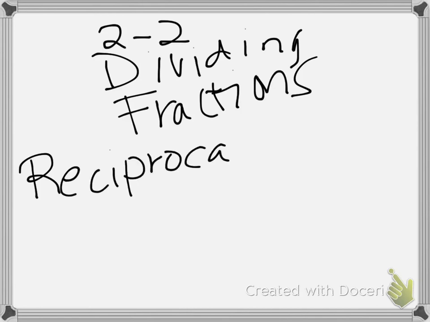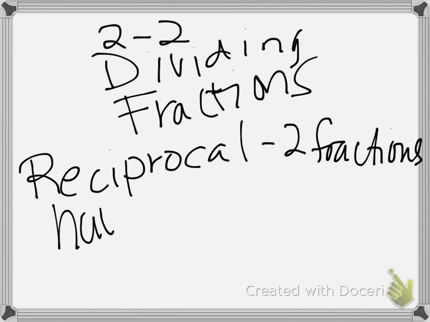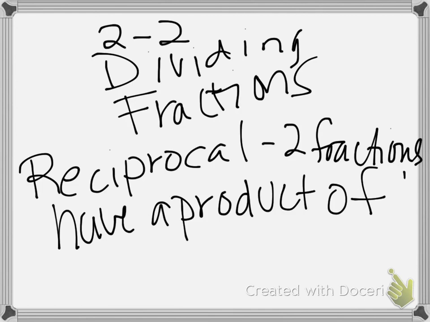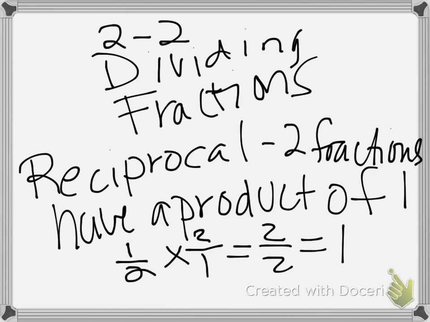And the reciprocal is when two fractions have a product of 1. Product meaning multiplication. So for instance, if I have 1/2, the only way that I can get 1 is to flip it over and have 2 over 1, and 2 over 2 equals 1. So to find the reciprocal of a fraction, you just flip it over. For instance, if I had 2/7, its reciprocal is 7/2.